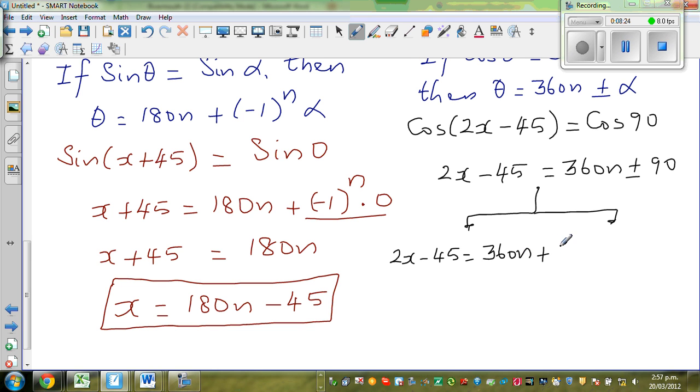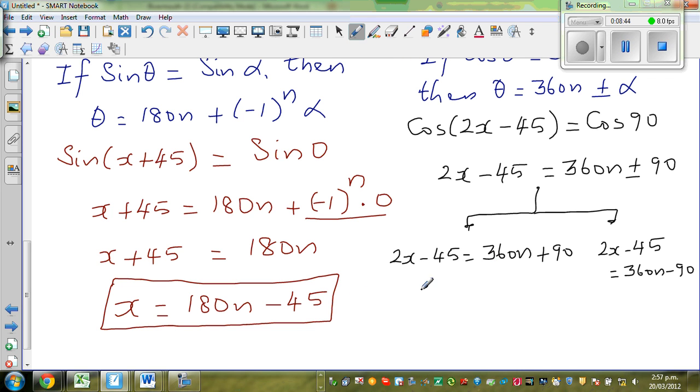plus 90. Okay, and the other: 2x minus 45 is equal to 360n minus 90. Hopefully you can understand. So let me find more space.